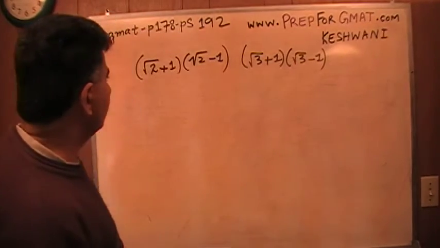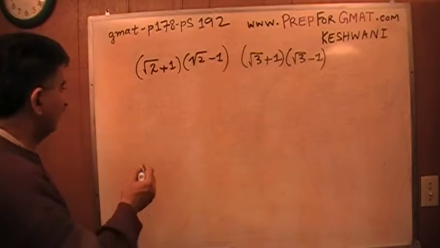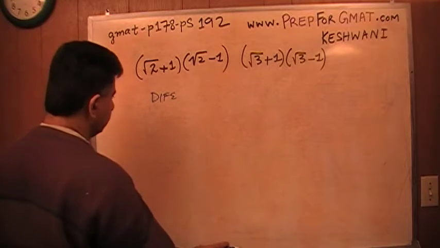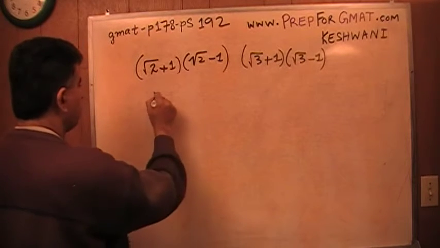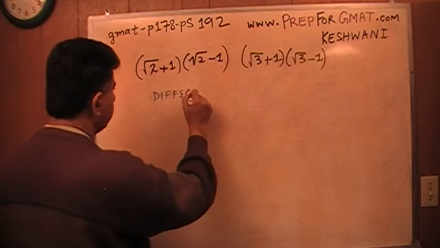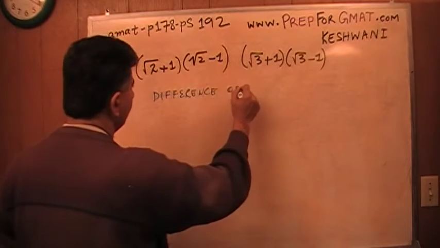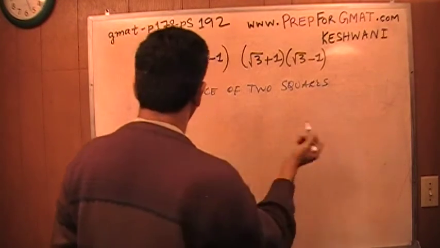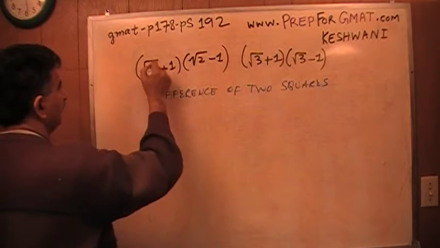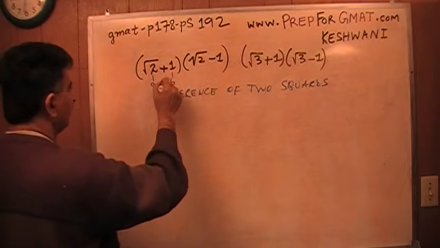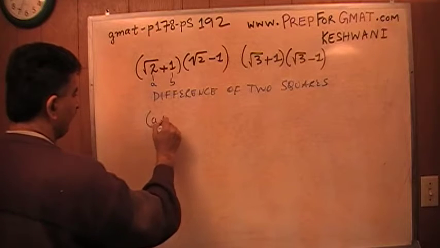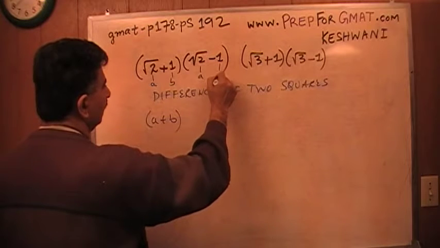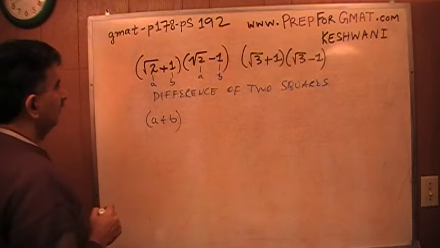The formula that you need to know here is called the difference of two squares, and it goes something like this. Think of this quantity as A and this quantity as B. So what we have here is A plus B times A minus B. B equals 1, A equals root 2.